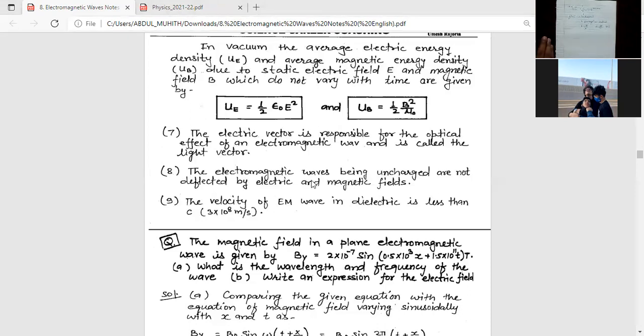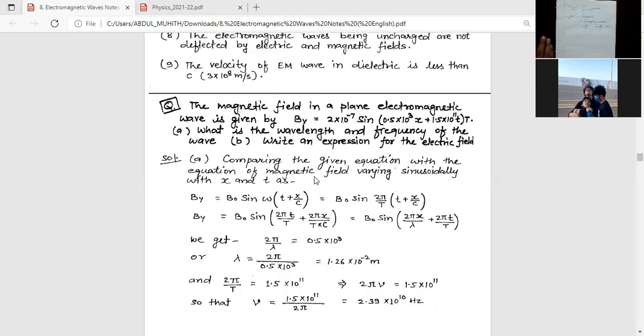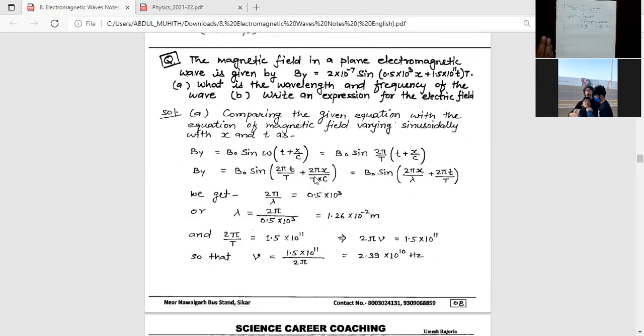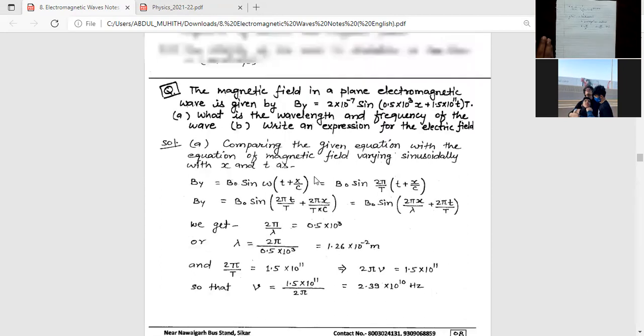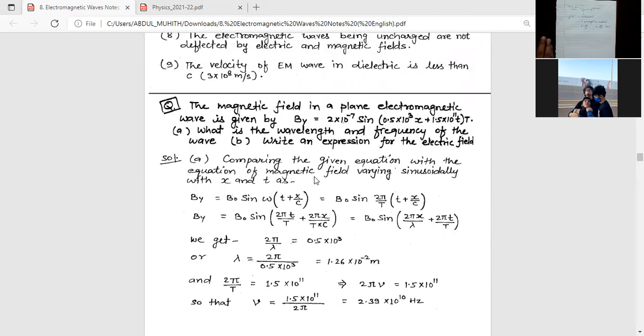Okay, then going ahead, what is the next one? The magnetic field in a plane electromagnetic wave is given by this equation. How do we solve this question? See here, he is asking to find out the wavelength, frequency, and the same equation for the electric field.